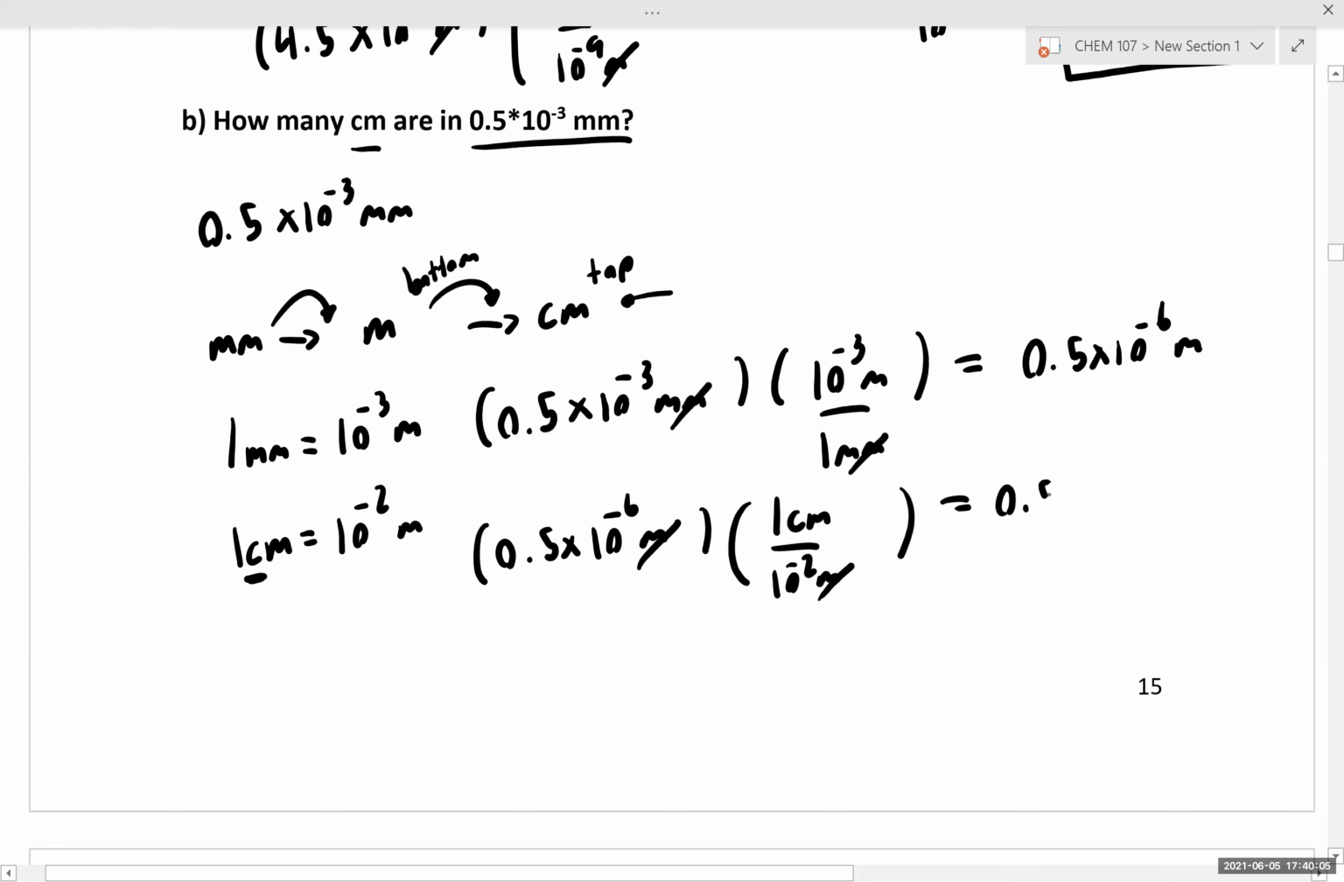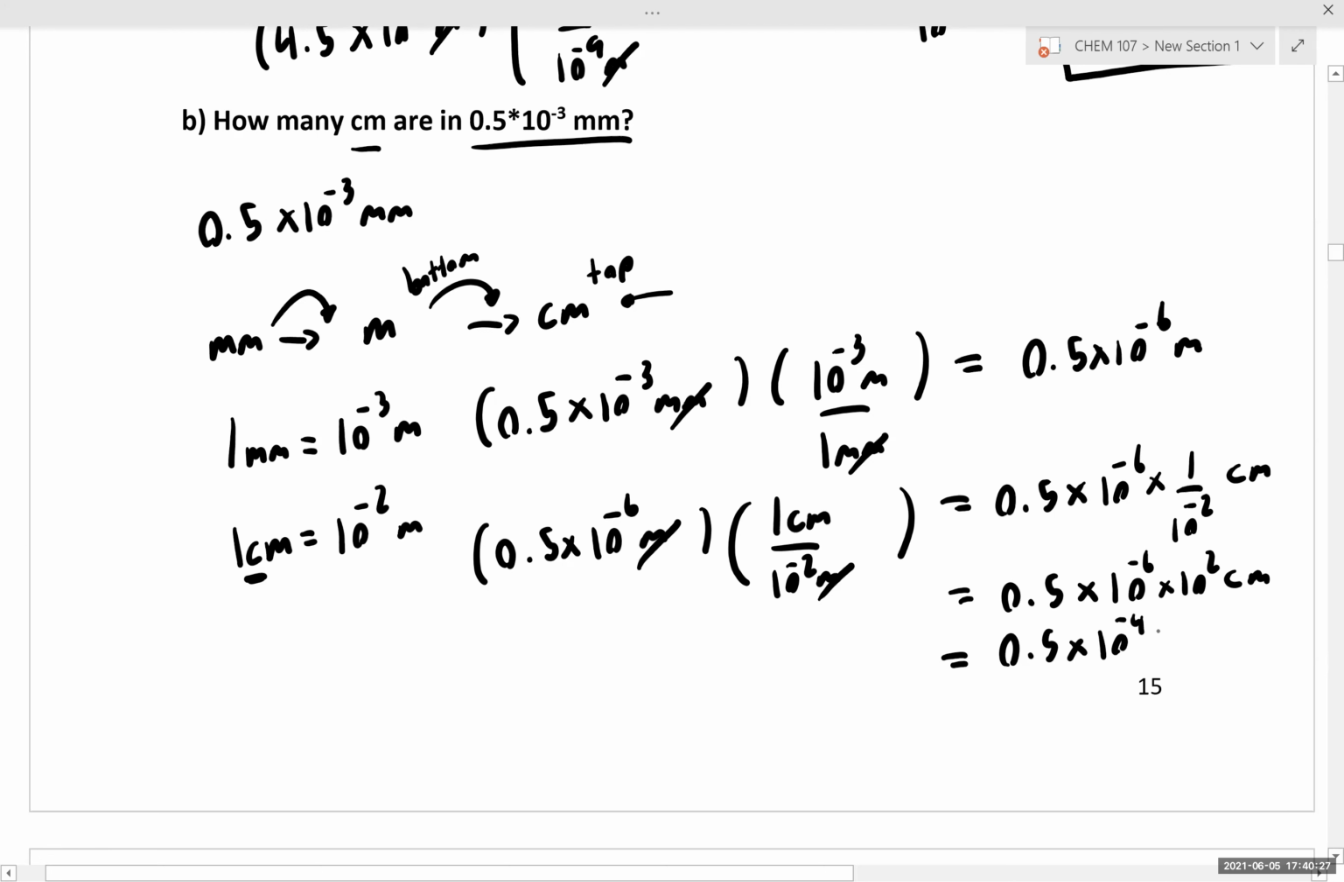Meters cancel, and we have 0.5 times 10 to the negative 6th times 1 over 10 to the negative 2nd centimeter, which simplifies to 0.5 times 10 to the negative 6 times 10 to the second centimeter, which we can simplify to 0.5 times 10 to the negative fourth centimeter. That is commonly rewritten as 5 times 10 to the negative fifth centimeter.